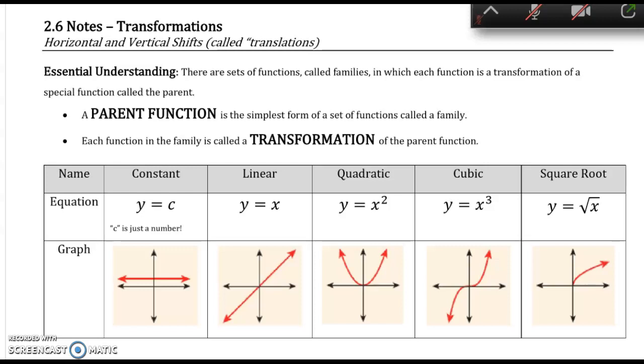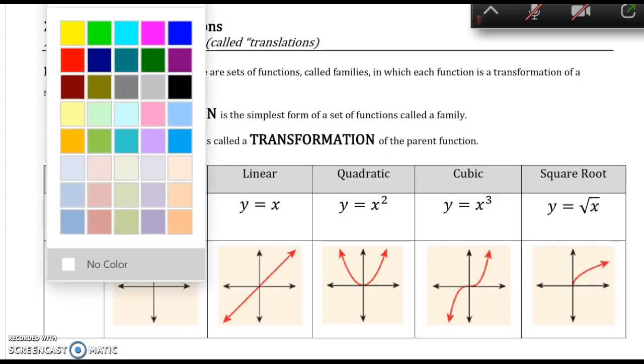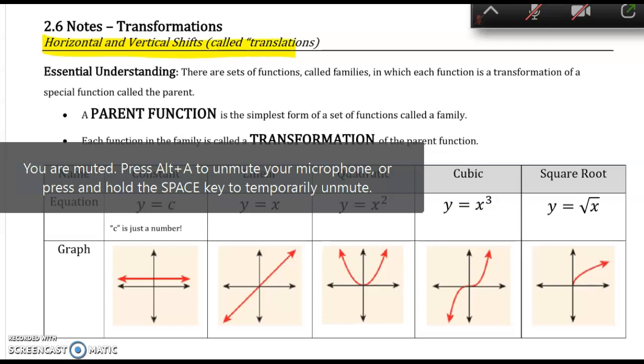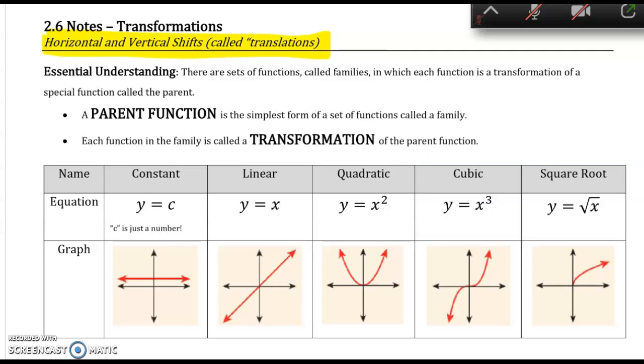Our next section is going to be about transformations of functions, and we're going to start with horizontal and vertical shifts. Essentially these are called translations. All we're doing is taking a graph and moving it. We're not stretching it, we're not changing the shape at all.